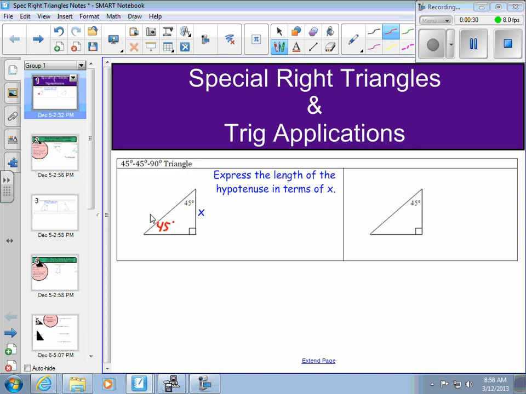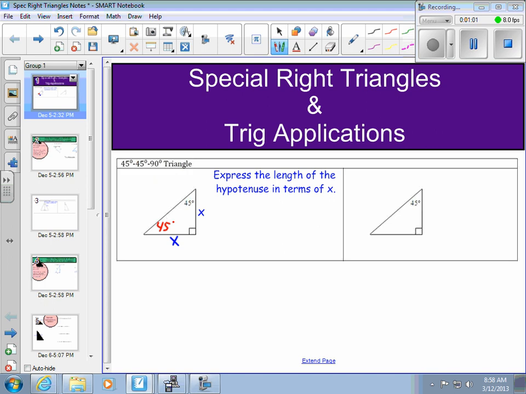In this triangle, what we're going to try and do is express the length of the hypotenuse, the long side, in terms of x. Well, looking at this triangle, we see we have two 45-degree angles. If we know we have two angles that are the same, that also means we have two sides that are the same. It's an isosceles triangle. So if the length of this side that's already shown is x, this length must also be x.